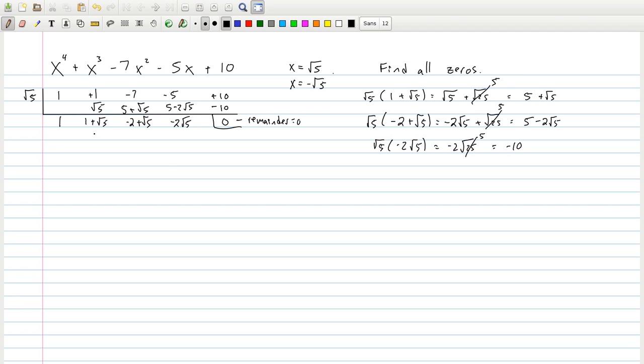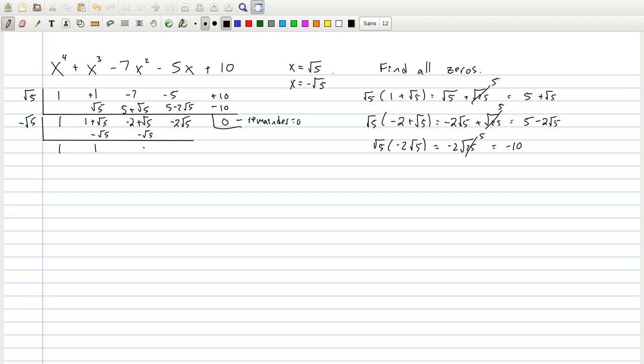So let's continue the synthetic division with x equals negative radical 5. So we'll carry down our division bar and carry across. We bring down the leading coefficient, and then we multiply. Negative radical 5 times 1 is negative radical 5. Combining like terms, the radicals cancel, leaving us just the 1. And then we multiply. Negative radical 5 times 1 is negative radical 5.